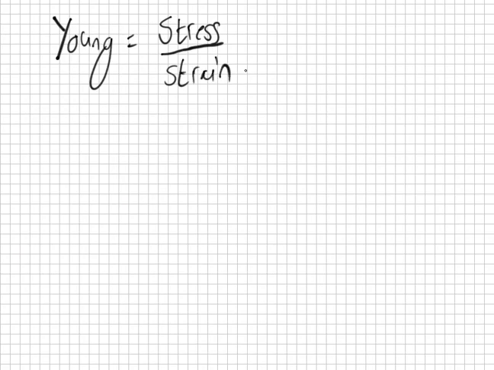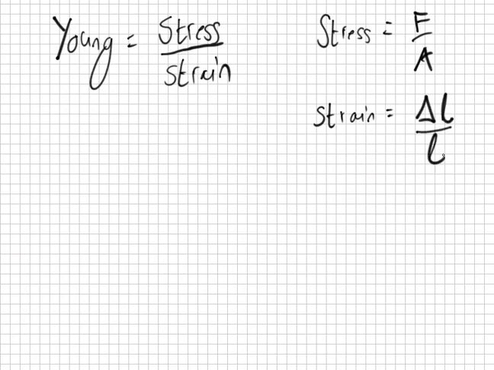But a while ago we said Young's modulus. Young's modulus is stress over strain. And actually there's a formula for stress and strain. The stress is a lot like the pressure. It's the force over the area. And the strain is the change in the length divided by the original length. So this thing here is called Young's modulus, stress over strain. And this is the definition of stress and strain.